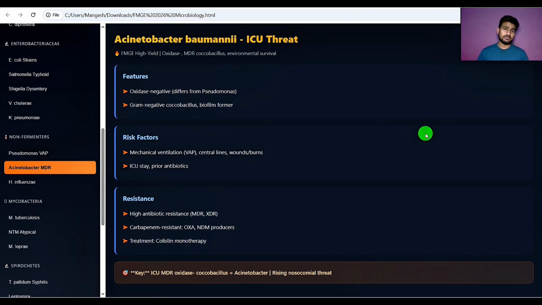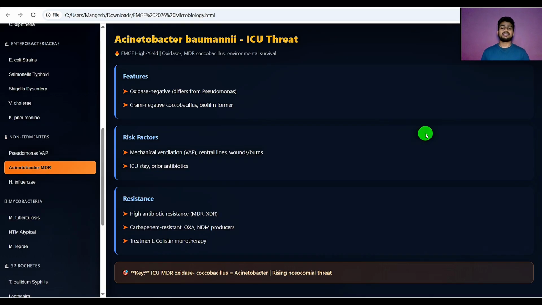The next is about risk factors. There can be mechanical ventilation. As I already told you, this is an ICU threat. So if the patient is on prolonged ventilation, then there is a risk of Acinetobacter pneumonia. Then there can be a risk when the patient has central lines, wounds, burns, ICU stay, prior antibiotics, and all these things are risk factors.